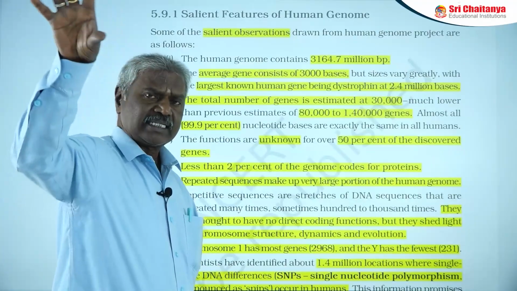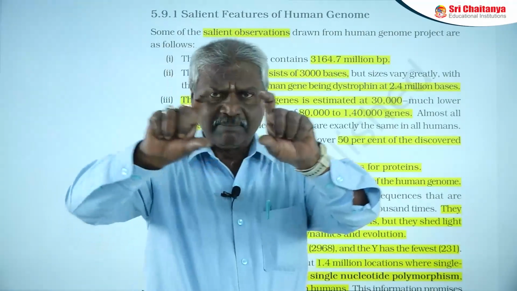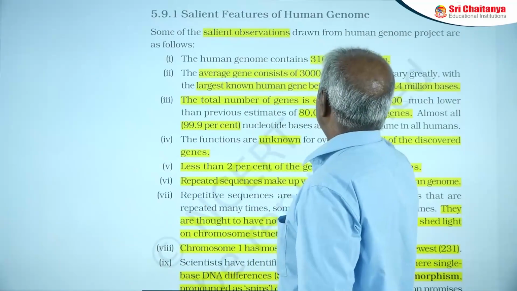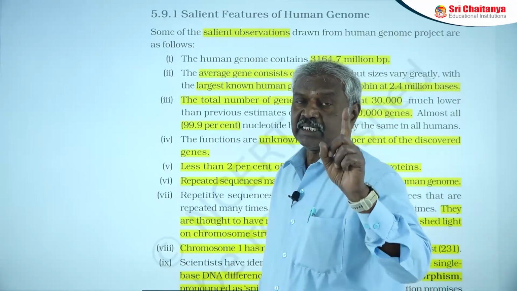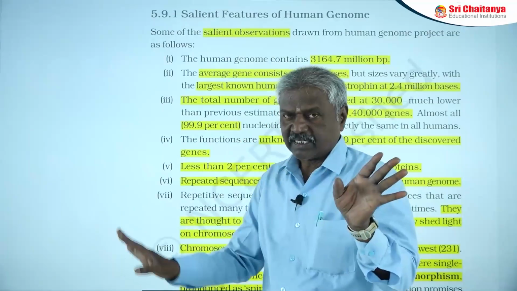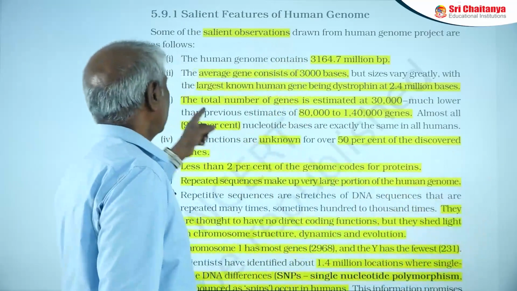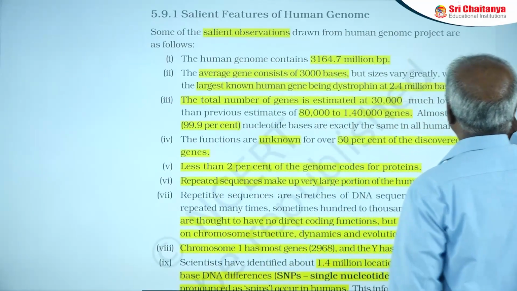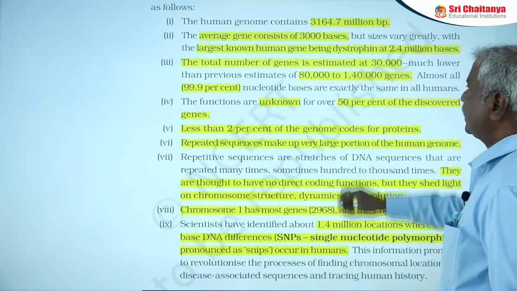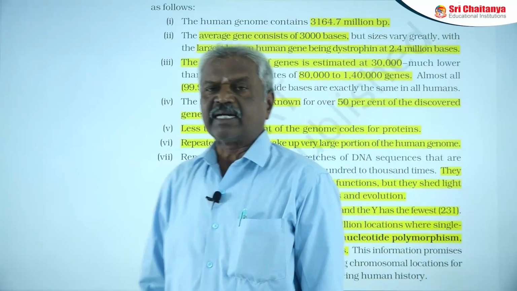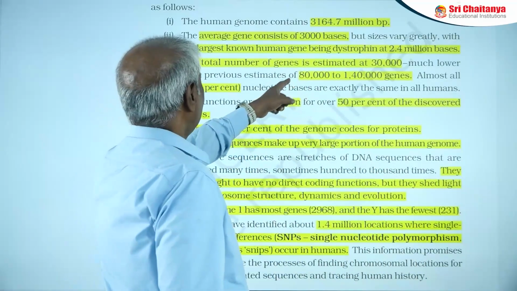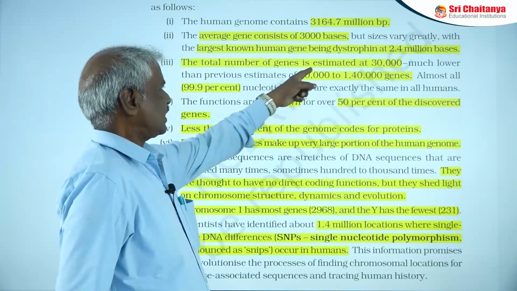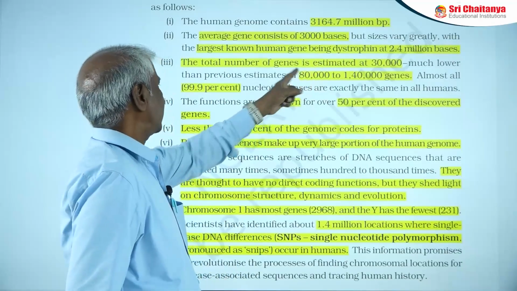3,164.7 million base pairs, that is the exact number. Then they measured the length of the gene. The average length of a gene is 3,000 bases. Be careful: gene 3,000 bases, not base pairs. Then the largest known gene, which encodes dystrophin, a muscle protein, is 2.4 million bases. After that, the total number of genes is estimated as 30,000. The previous estimate was 80,000 to 140,000, but they identified 30,000 here.